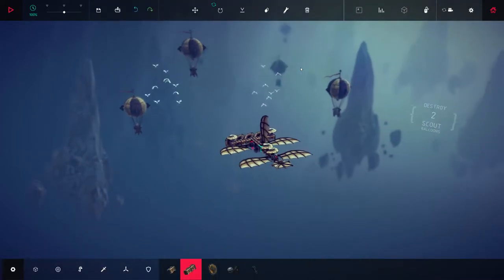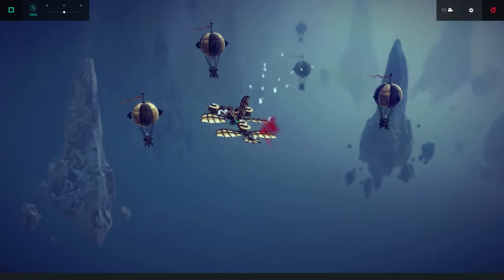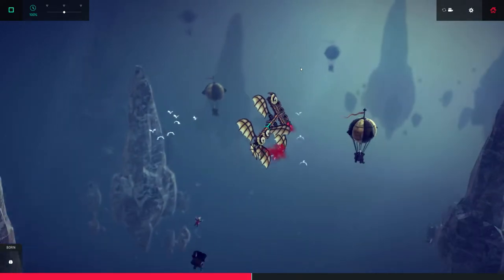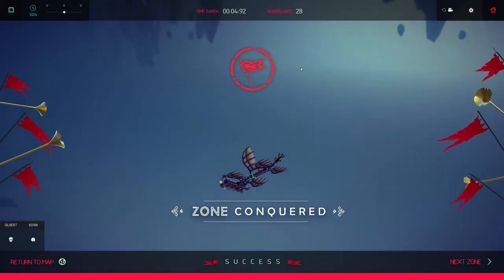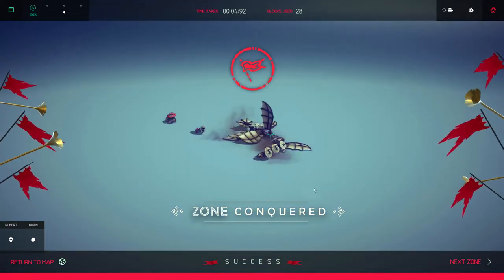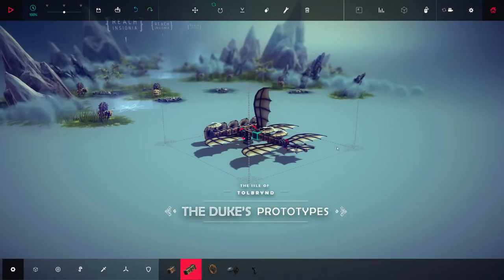Look at me, like, flying right over this guy. I have, like, no perception of where they are. Boom! We did it! We nailed it. How amazing. You know what? This is blowing my mind right now. Next zone, please. Keep them coming.